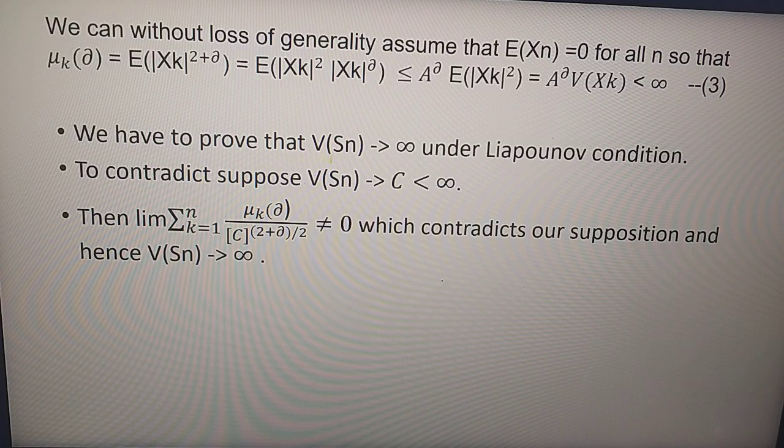Now we have to prove that variance Sn tends to infinity. To contradict, suppose variance Sn tends to some finite constant c. Then the limit of the summation k from 1 to n of mu_k^delta divided by c to the power (2 plus delta) by 2, that is the Lyapunov condition, equation number 1, becomes this one. So mu_k^delta is finite by equation number 3, and c is finite, so c to the power (2 plus delta) by 2 will be finite. So finite by finite is not equal to 0, which contradicts our supposition, and therefore variance Sn will tend to infinity under the Lyapunov condition. So this is the first corollary.